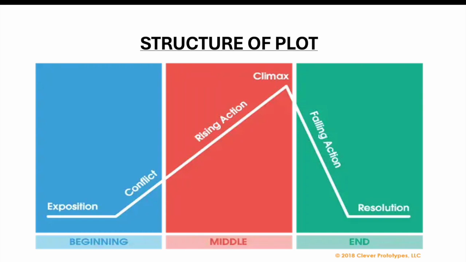And in the next phase, that is middle, we find the rising action and it ends at the climax. In the final phase, that is end, we find falling action. Basically, falling action means the start of the resolution of the conflict, and towards the end of the plot there is resolution. This is the end of the story. It may be happy, may be tragic, so it may have mixed feelings.